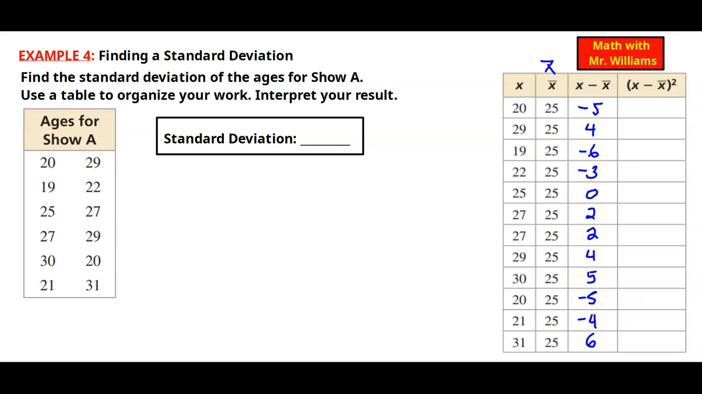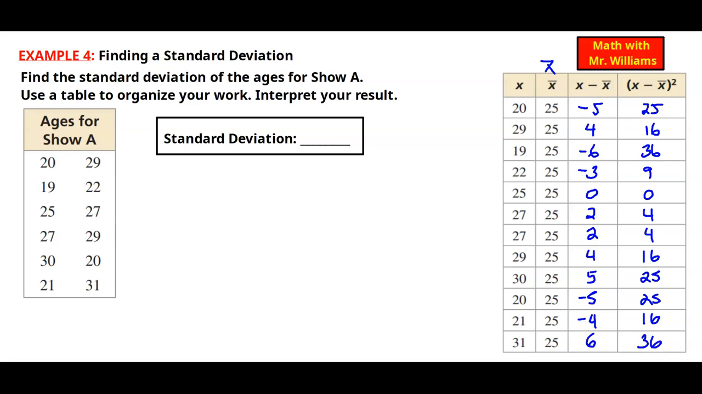All right, now we have to square each one of those. So -5 times -5, well, that's just 25. Notice when we square things, everything turns to a positive number. So 4 times 4 is 16. 6 times 6 is 36. 3 times 3 is 9. 0 times 0 is 0. 2 times 2 is 4. 2 times 2 is 4. 4 times 4 is 16. 5 times 5 is 25. Then 25 again. 16, and the last one of 36.